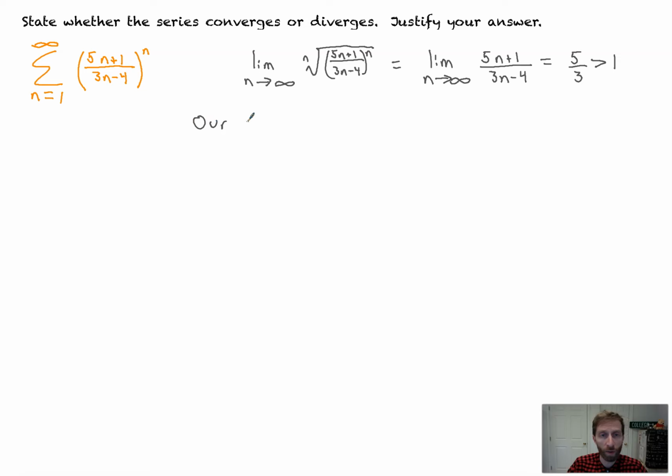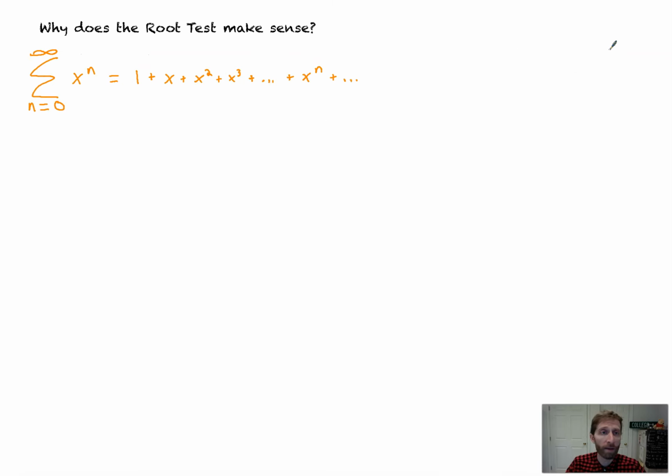So our series diverges by the root test. That's it. Not so bad, right? Not so bad at all, I don't think. Now, you also could have used the nth term divergence test here. The limit as n goes to infinity of this whole thing does not equal 0, and therefore it diverges by the nth term divergence test. Okay, now on to the why behind this.